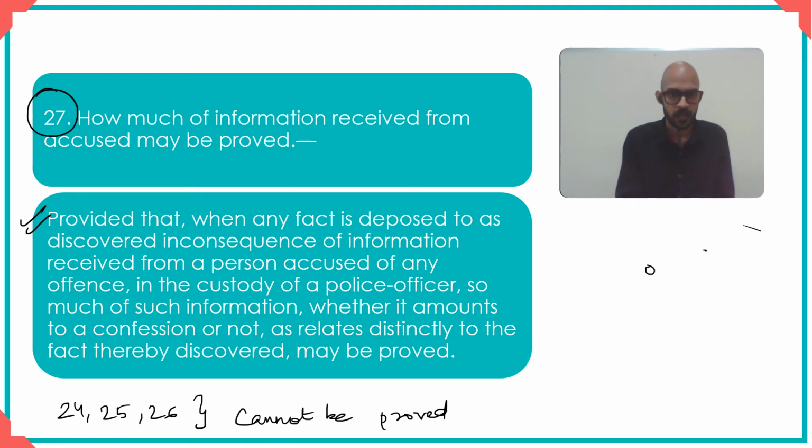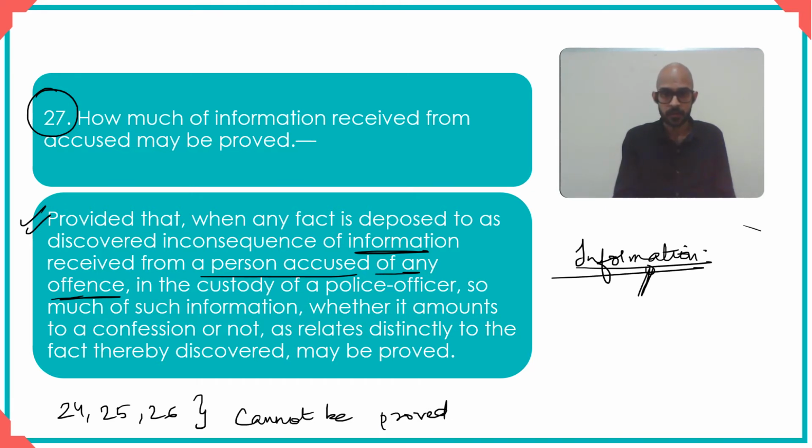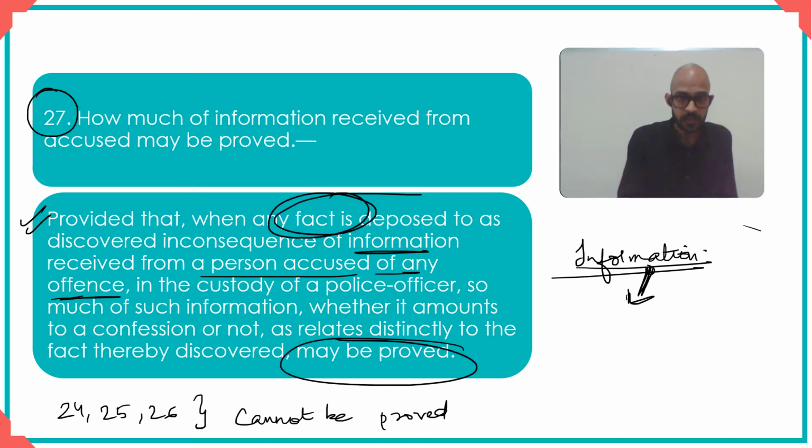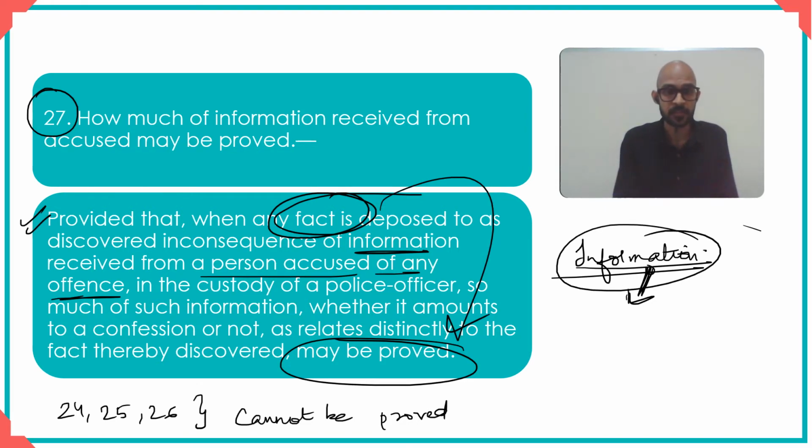Now you can see it says that when any fact deposed to as discovered in consequence of information received from a person accused of any offense. So the information is given by a person who is accused of an offense, and now you find something: this fact, the fact which may be proved, is as a result of the information that has been given to the police officer. Now, is the information something that may be proved, or is the fact something that may be proved?